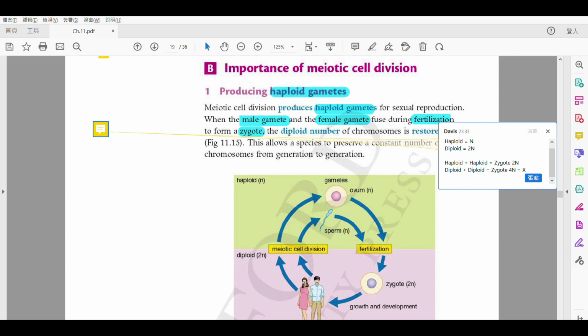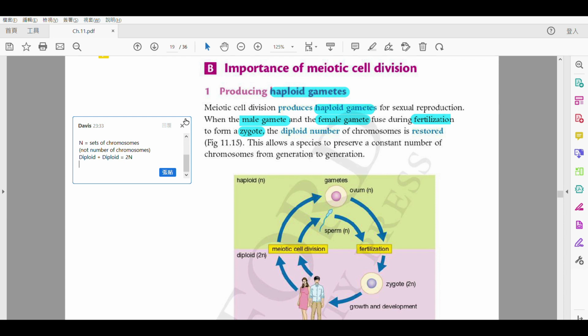嗱，依家係搞清楚你嘅概念啊。Why is 4N wrong? 點解 4N 係錯嘅？Because remember, N equals sets of chromosomes, not number of chromosomes. Therefore, the answer for diploid plus diploid, if this is possible, 假如係可能嘅啦, it is still 2N. 好啦, so this is the first thing, just to make sure you understand this concept.